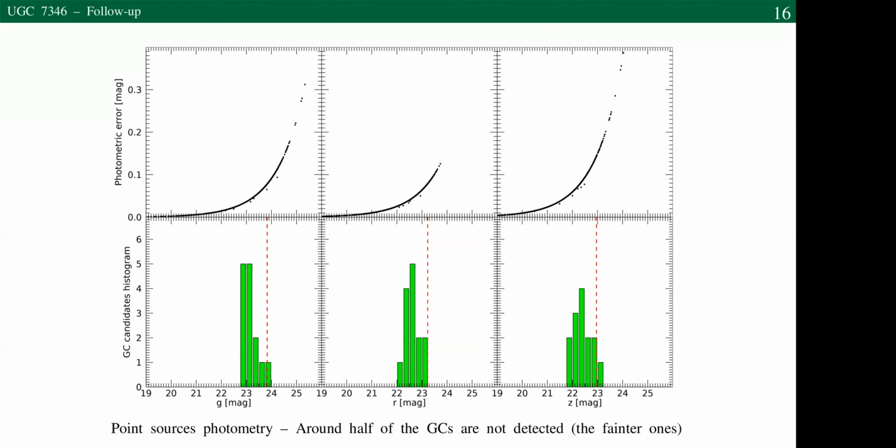Also, of course, something interesting will be to do IFU spectroscopy on the galaxy, and also to check the kinematics of the stellar components of the galaxy, and to check what is going on there. Yes, that's all. Thank you. I will be happy to answer any questions.